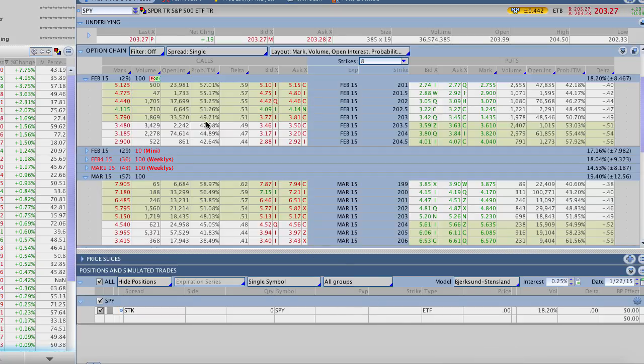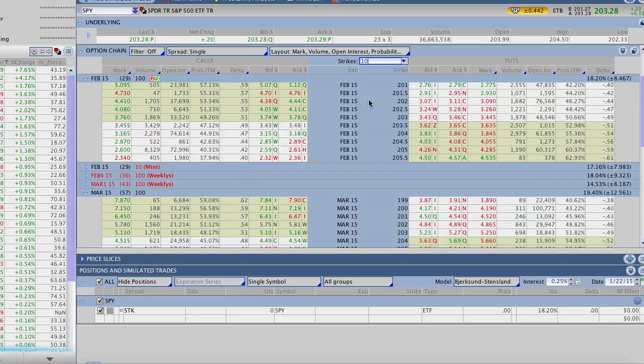And so what we're going to do is focus on trading just the February monthly contracts and the March contracts, which have 57 days to go. So you can see the February options are going to be our front month options. They're closer to expiration, and the March options are going to be our back month options. The first thing we want to do is trade this a couple strikes out of the money with our front month option.